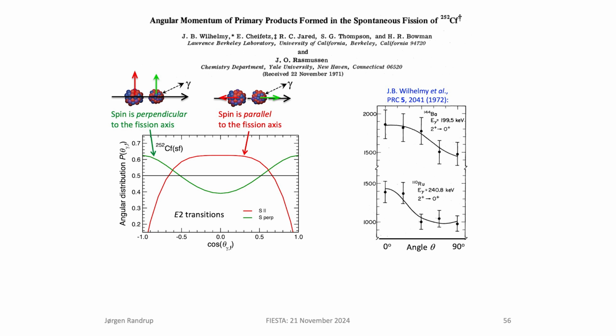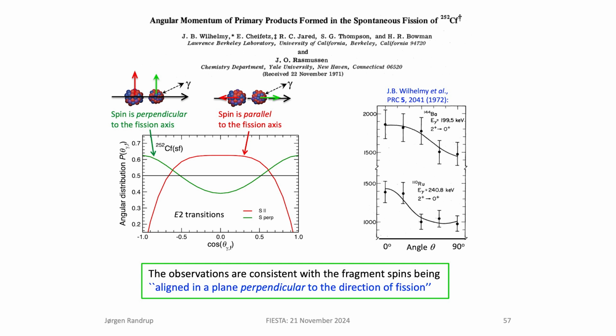So they measure the angular distribution as a function of angle. And here again the two reference scenarios with parallel and perpendicular, and what you should make up your mind is this curve here, does it look more like the green or like the red curve? And I think to most of you it will certainly look most like the green curve rather than the red curve. So this led them to conclude that the observations are consistent with the fragment spins being aligned in a plane perpendicular to the direction of motion.